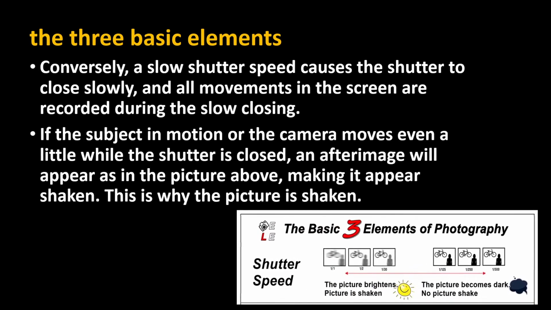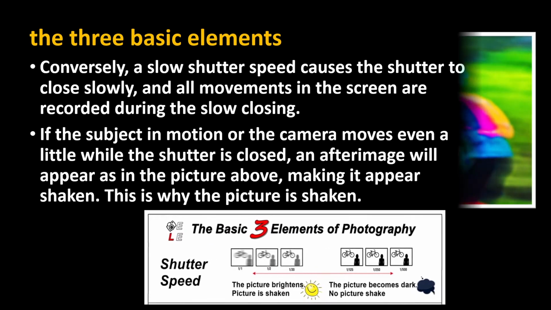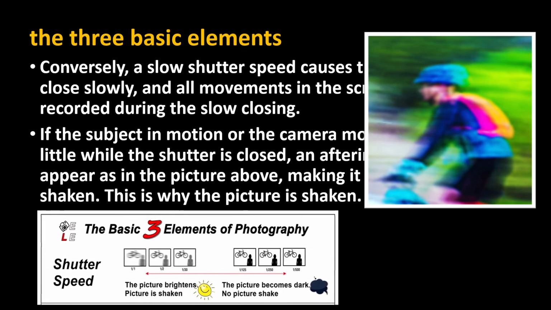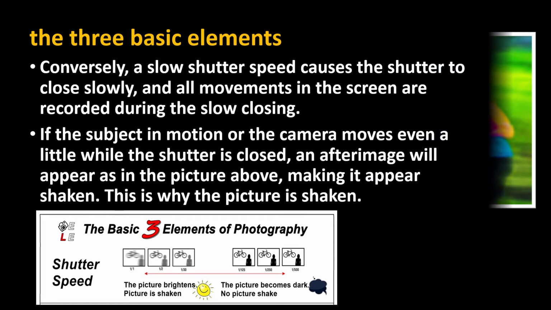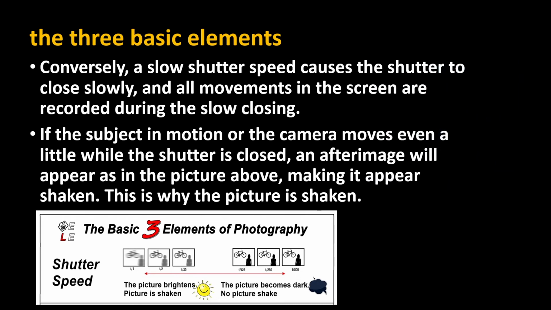Conversely, a slow shutter speed causes the shutter to close slowly, and all movements in the screen are recorded during the slow closing. If the subject in motion or the camera moves even a little while the shutter is closed, an afterimage will appear as in the picture above, making it appear shaken. This is why the picture is shaken.